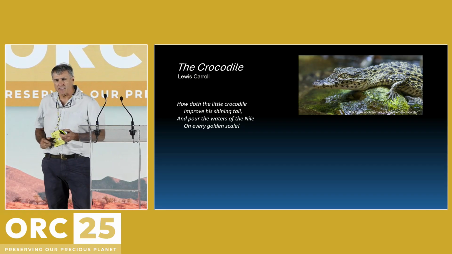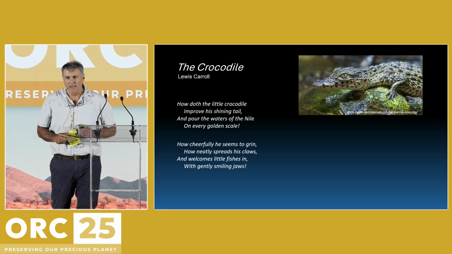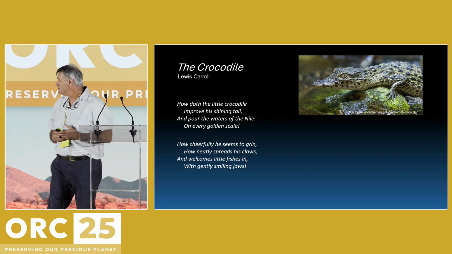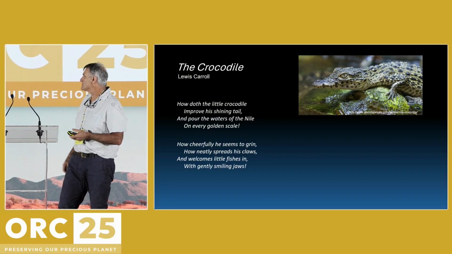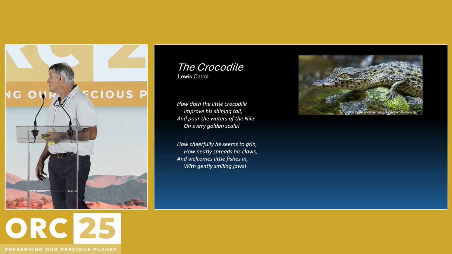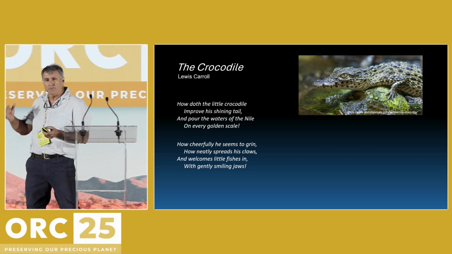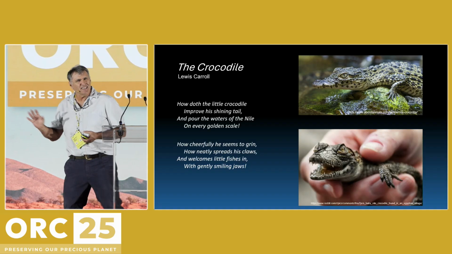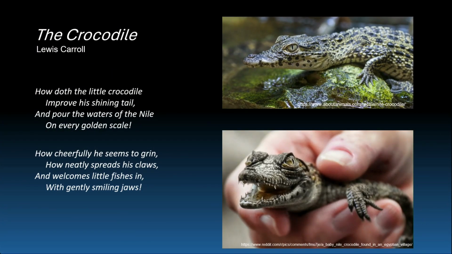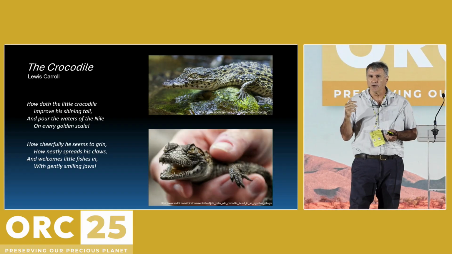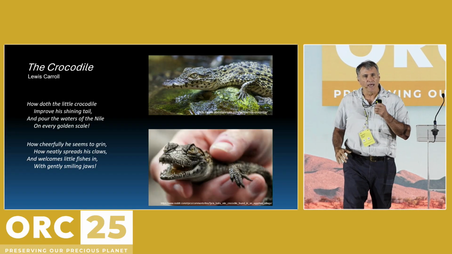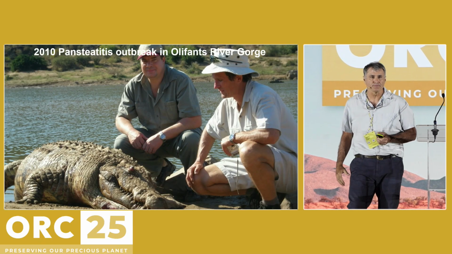And when we get on to the second stanza, it looks more like this. How cheerfully he seems to grin, how neatly spreads his claws, and welcomes little fishes in with gently smiling jaws. And perhaps the image associated with the second stanza is more like this, a mischievous little crocodile. Now, whether you subscribe to the innocent crocodile or the mischievous crocodile, the little crocodile that invites fish in has the risk of a completely different image, and that image is tragedy.